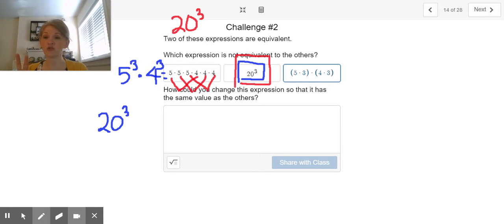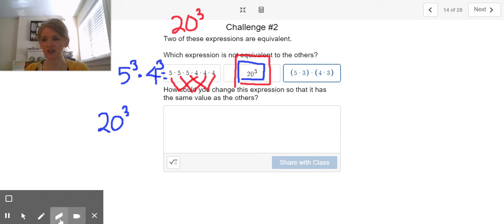So I just showed 2 strategies: rewriting this expanded form as exponents and using one of our rules, or rewriting from something we maybe would have learned in fourth or fifth grade, that we can change the order, and 4 times 5 gives me 20. And I could do that 3 times.